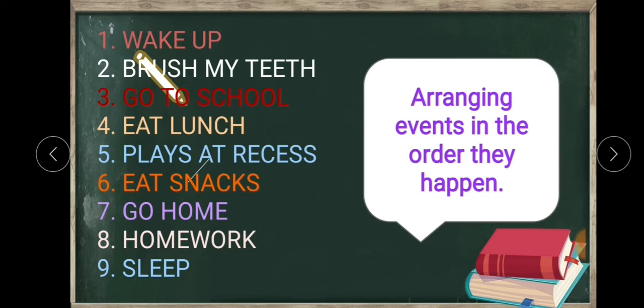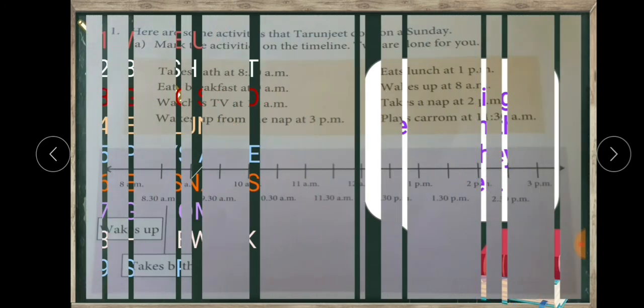Okay. So this type of arrangement we call a timeline. What is a timeline? Arranging events in the order they happen. Okay. Then let's go to another example, so it will be clear for you.